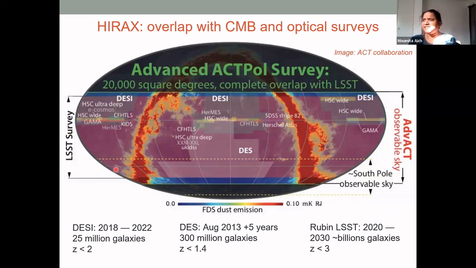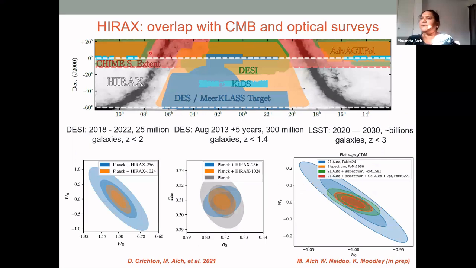This shows you the LSST survey region. You have the other CMB experiments also, like Advanced ACT. So that's the observable sky. South Pole Telescope is also there. You also have the Dark Energy Survey. And as you can see, the overlap with HIRAX is shown in this gray block here. CHIME's southern extent is shown in this bit. And then you've got MeerKAT, Advanced ACT, as I mentioned, LSST and so on.